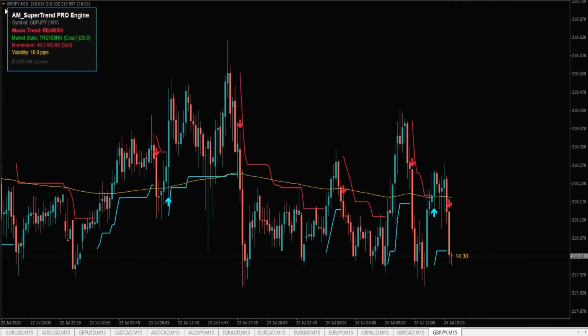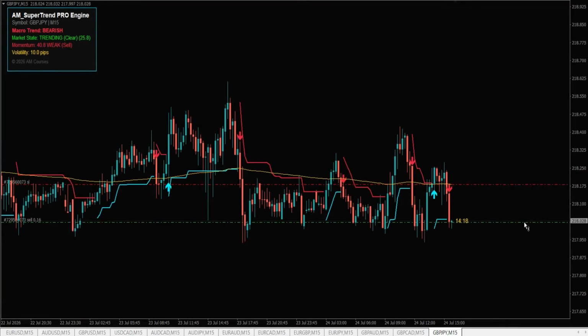A sell arrow prints. Macro trend says bearish. Market state says trending. But look at momentum once again. It says weak. Same condition that failed our checklist in the previous example. And there are two more warnings on this screen. Look at the arrow just before this one. It was a buy arrow.